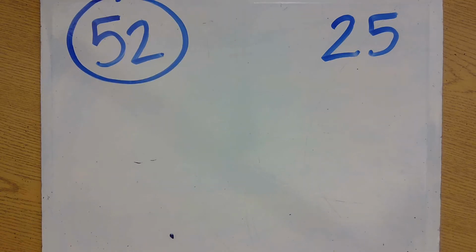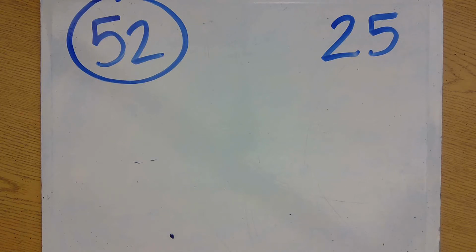Now let's take a look at both of these numbers using what we call base 10 blocks. I will show you what these numbers look like with actual base 10 blocks, and I will also show you what those base 10 blocks look like in a drawing. Let's go ahead and take a look at what 52 would look like in base 10 blocks.